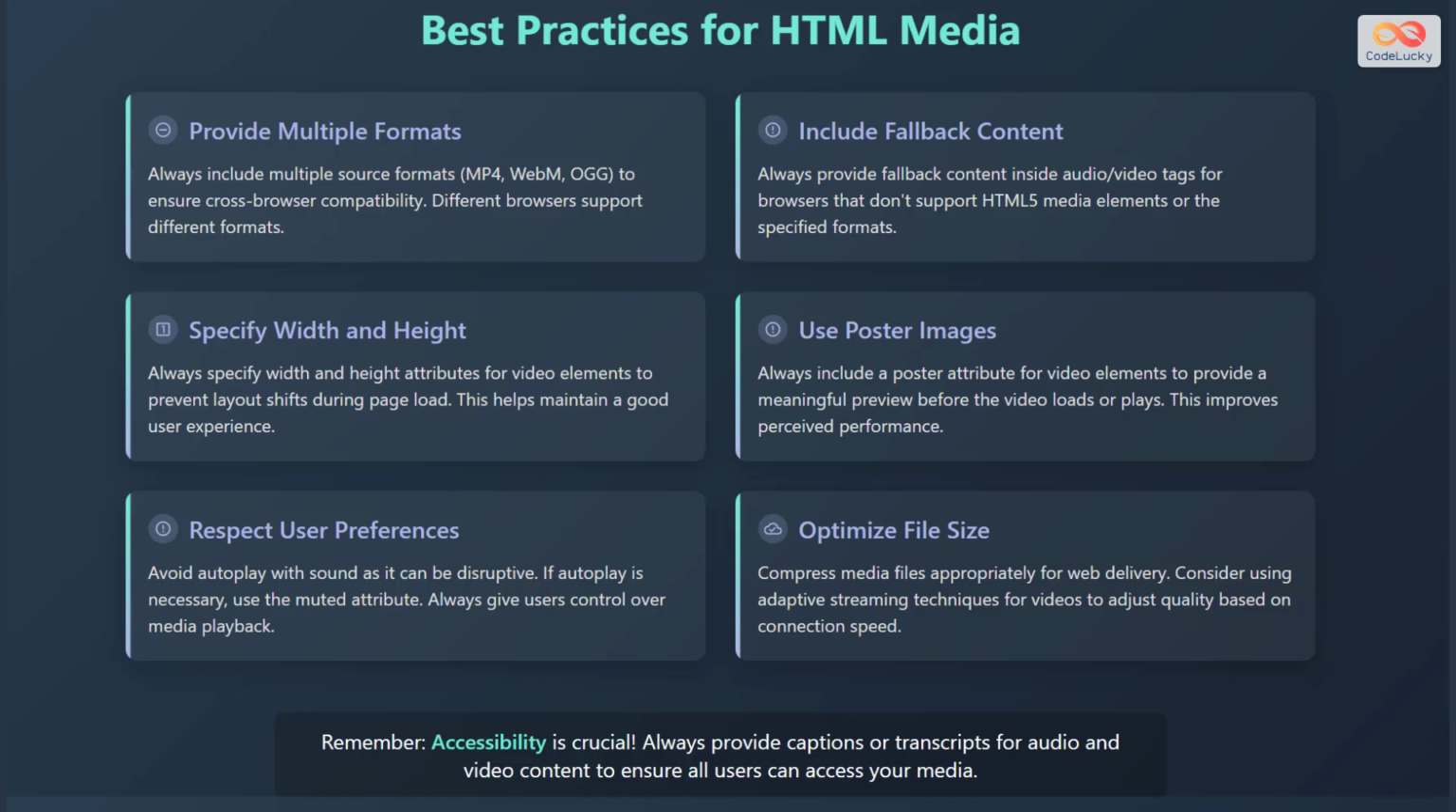Avoid autoplay with sound, as it can be disruptive. If autoplay is necessary, use the muted attribute. Always give users control over media playback. Compress media files appropriately for web delivery, and consider using adaptive streaming techniques for videos to adjust quality based on connection speed. Always provide captions or transcripts for audio and video content to ensure all users can access your media.